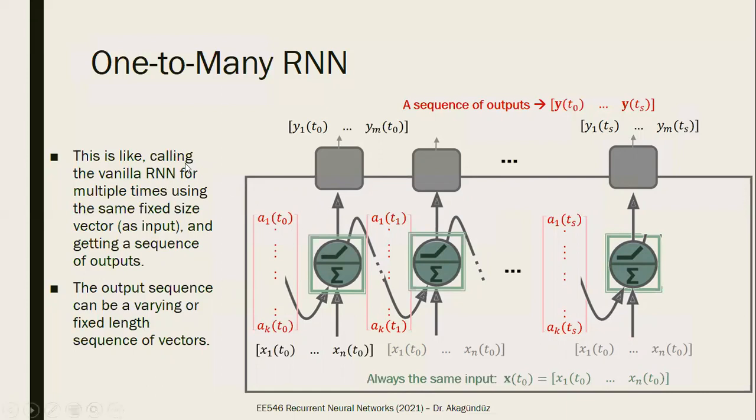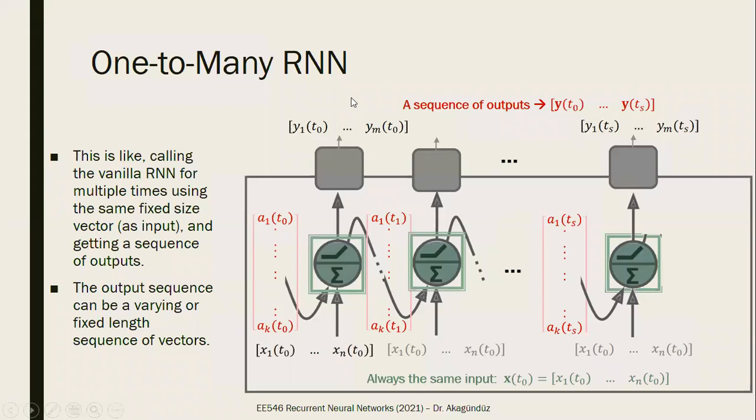So in this case, if we want to make this work as a one-to-many RNN, we simply feed the same inputs and we observe the sequence of outputs from 0 to S or 1 to S, whatever the start time you're talking about. So the output sequence can be varying or fixed length. Depending on the times you're feeding the same input, S times or whatever the S value is, some other value, always the same input, you'll get a sequence of outputs. So this is a one-to-many RNN.